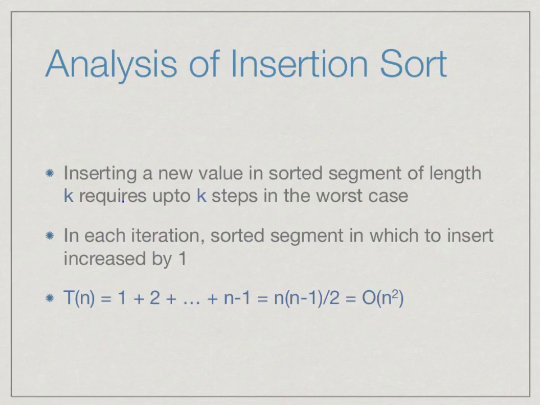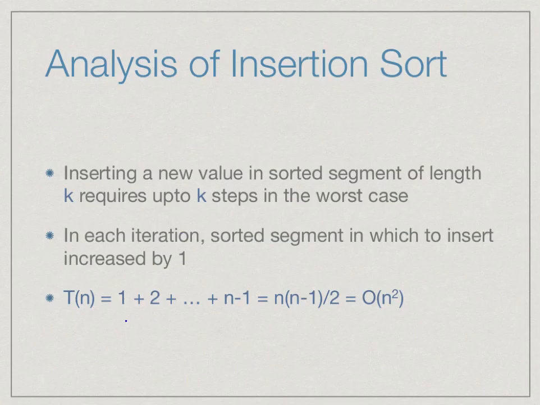So how do we analyze this? Well, at each round, what are we doing? We are inserting a new value into a sorted segment of length k. So we start with the length 0 segment. We insert one value to it, we get a sorted sequence of length 1. We insert a value into that, we get a sorted sequence of length 2, and so on. But in the worst case, when we are inserting, we have to take the value all the way to the beginning of the segment. So sorting a segment of length k in the worst case takes k steps.